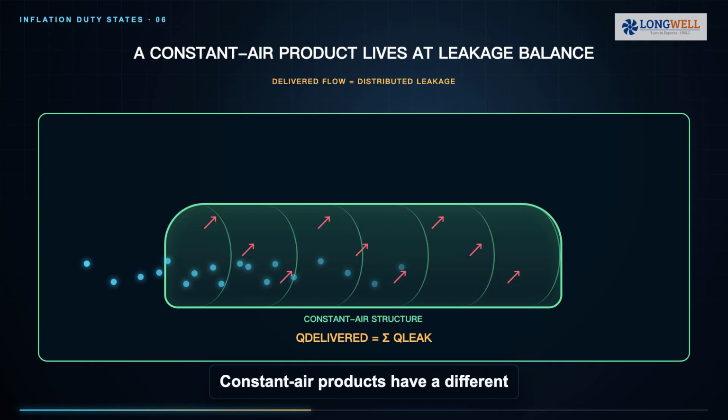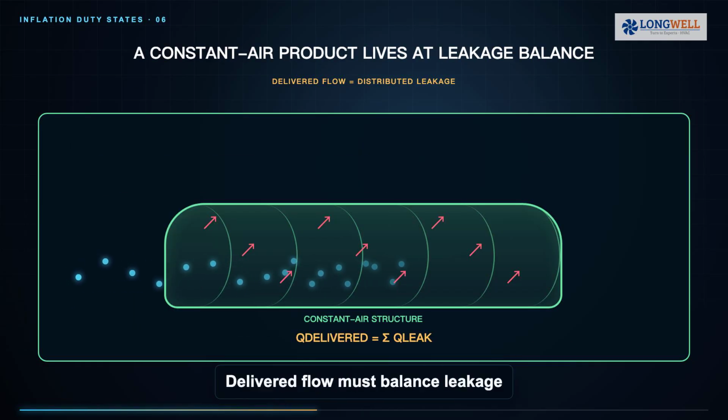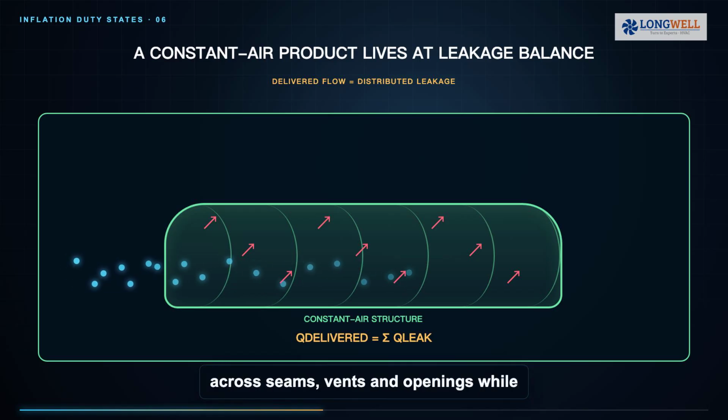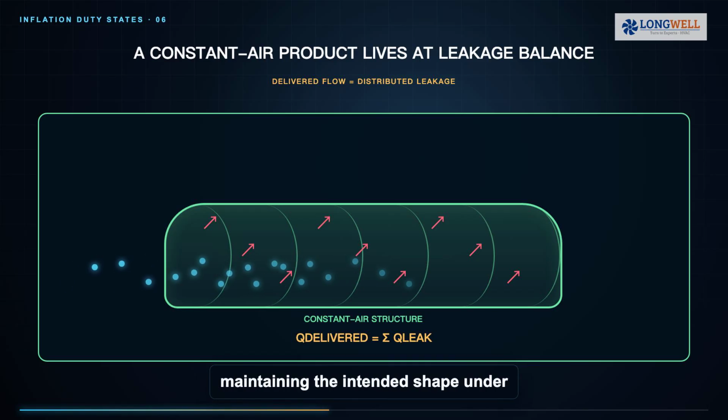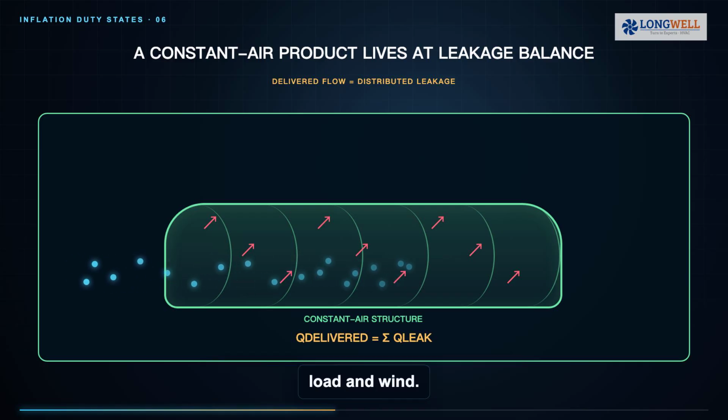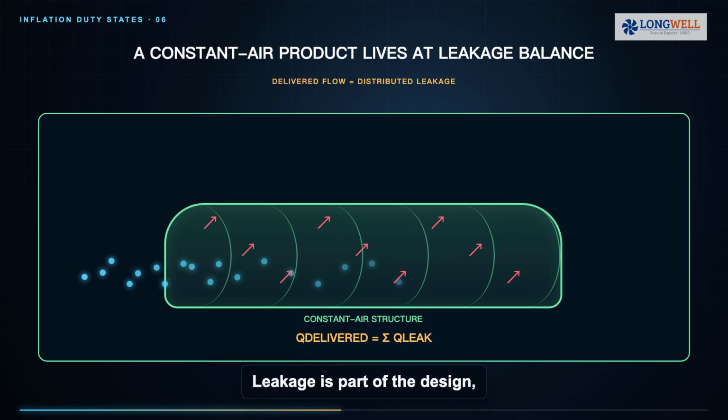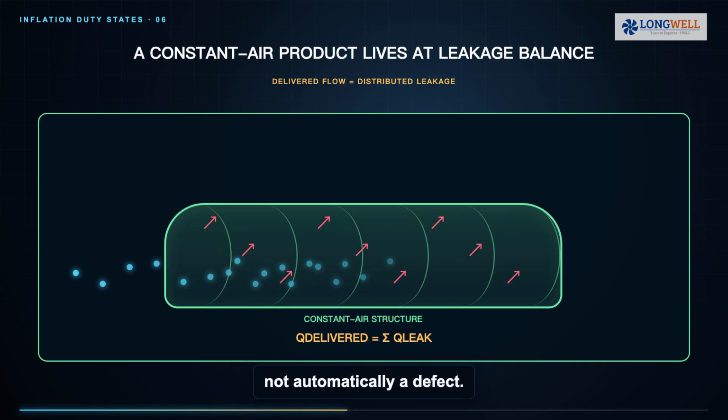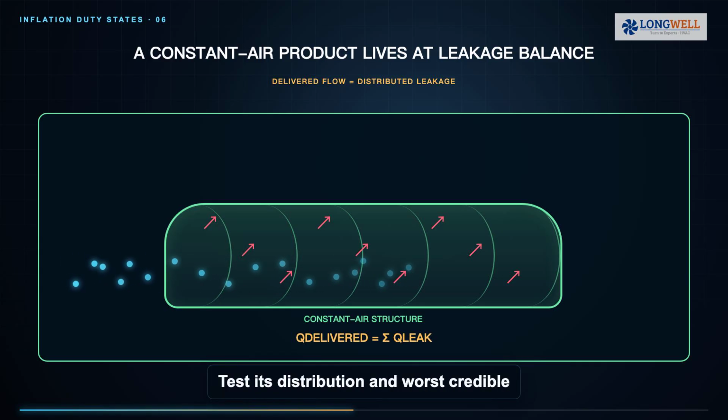Constant air products have a different steady state. Delivered flow must balance leakage across seams, vents and openings while maintaining the intended shape under load and wind. Leakage is part of the design, not automatically a defect. Test its distribution and worst credible condition.